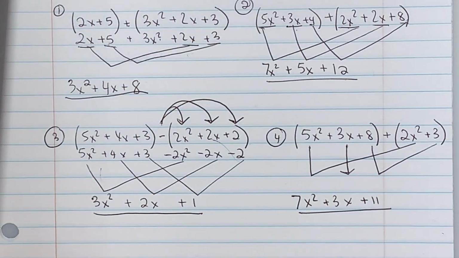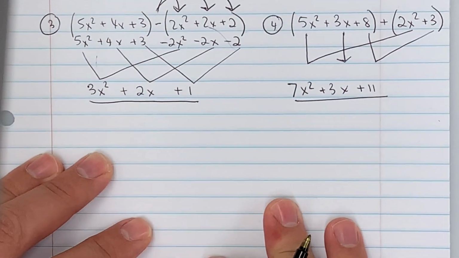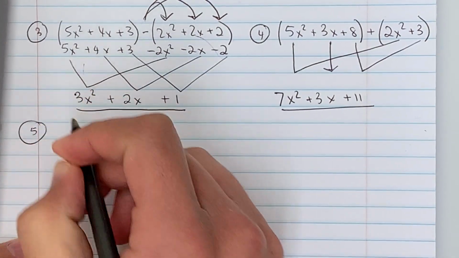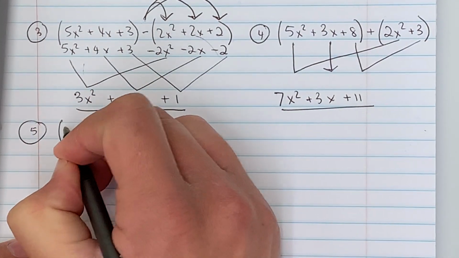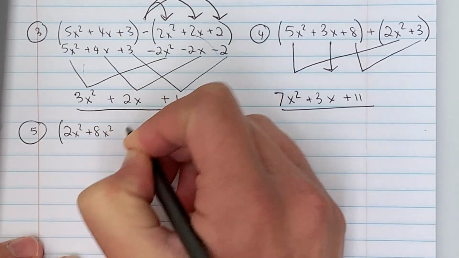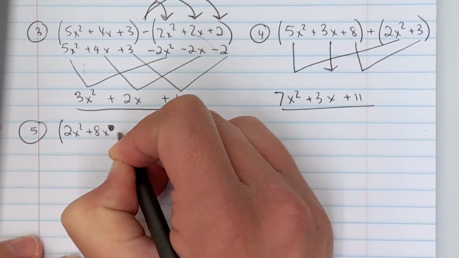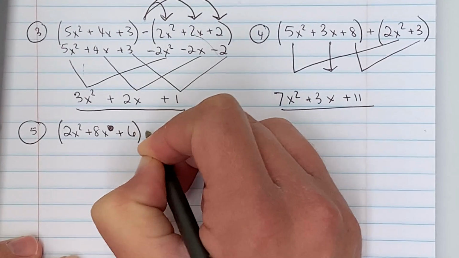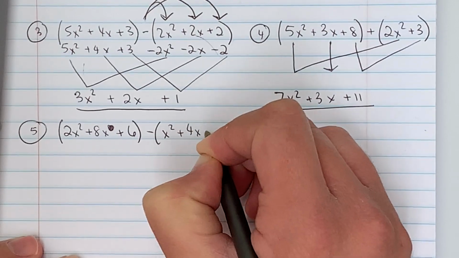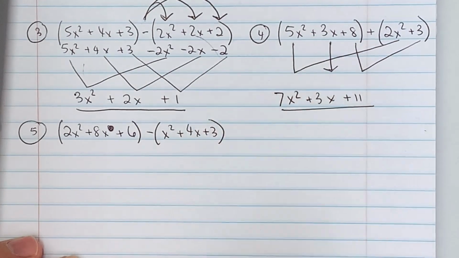All right, let me give you another one to do on your own. Oh, no squared there. All right, take 2 minutes and do that one for me.